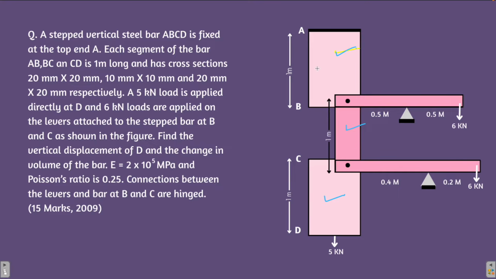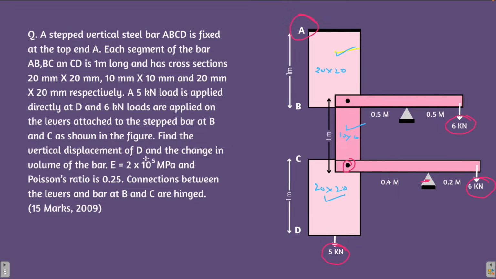The cross-sectional area of part AB is 20 into 20. The cross-sectional area of BC is 10 into 10. And the cross-sectional area of CD is 20 into 20. A 5 kilonewton load is applied directly at D and 6 kilonewton loads are applied on the levers attached to the stepped bar at B and C as shown in the figure. So there is a load acting of 5 kilonewton over here and 6 kilonewton loads are acting here and here, where this point is hinged and this is also hinged. Okay, this point A is fixed.